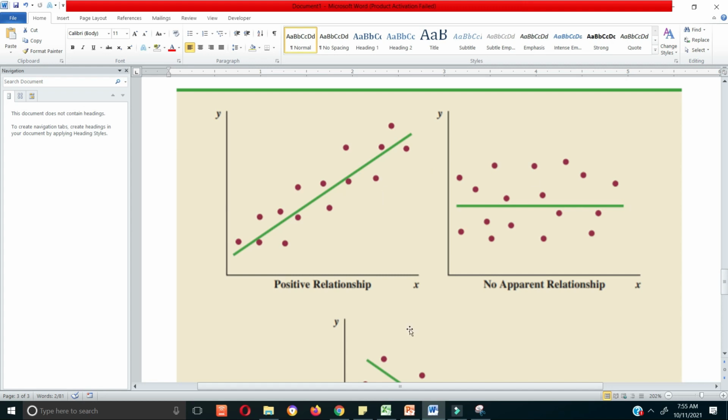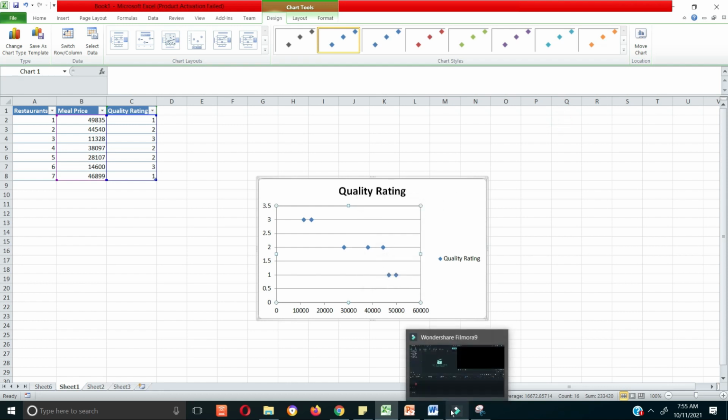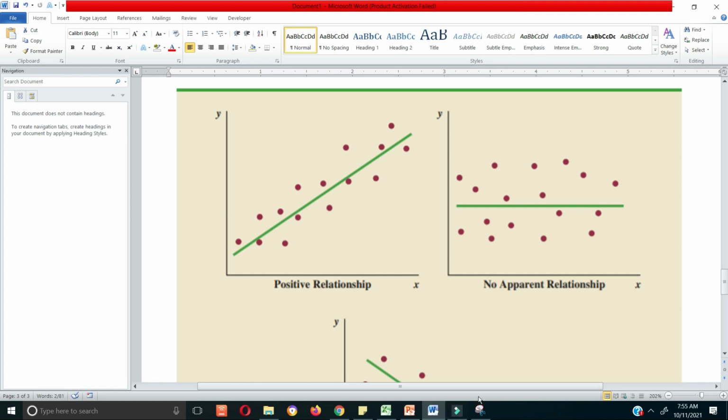Typically, your data is going to be scattered around, and then you have to show a line of fit. So this brings us to the end of this chapter.